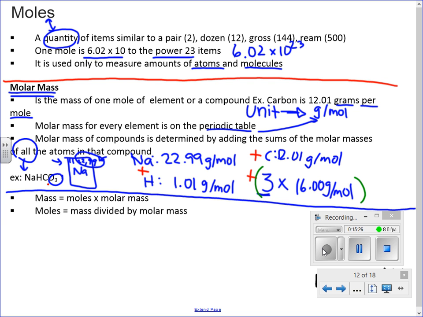It doesn't have to be a TI 83 or 84, but that's what typically you use for math. It has to be able to do exponents and powers. So as long as it says scientific calculator, that's good enough. You can get them for like $10. They don't have to cost $100. But try this in your calculator if it's here, and make sure that when you add 22.99, 1.01, 12.01, and 16 times 3, you end up with 84.01 grams per mole.